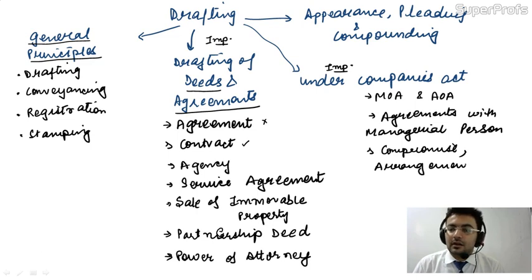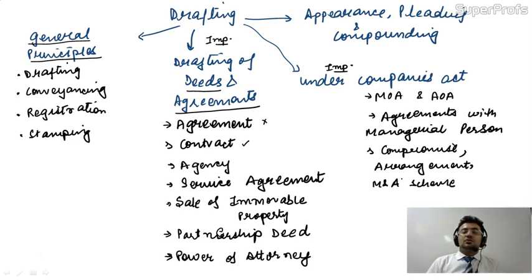Compromise, arrangement, merger and amalgamation scheme. So, what is generally a compromise? What is arrangement? Let us suppose that a company has a dispute. Although you are going to cover all these topics in your corporate restructuring.